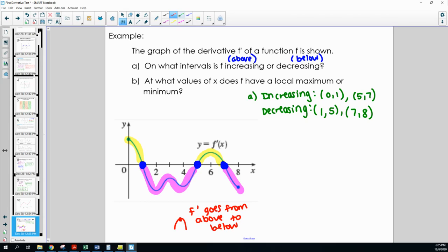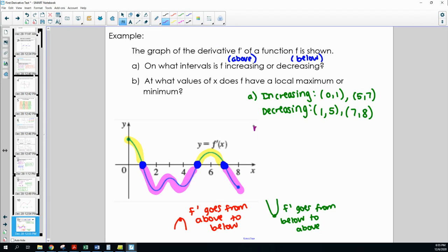And then when I have decreasing to increasing, right, I have a local minimum, and that happens when it's decreasing. That means the derivative is below the x-axis, and when it's increasing, it's above. So that means that f prime goes from below to above.